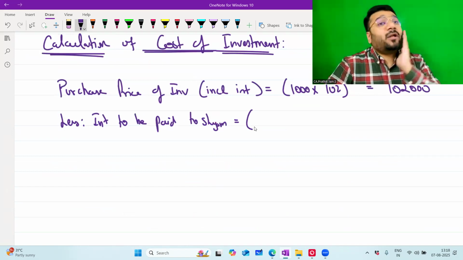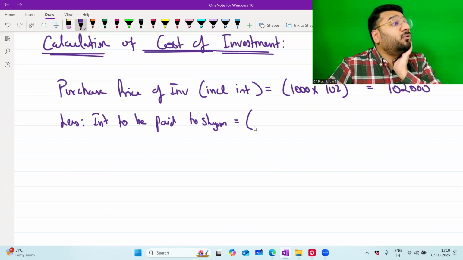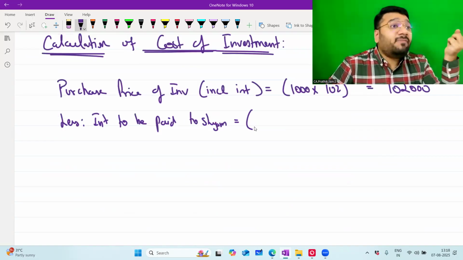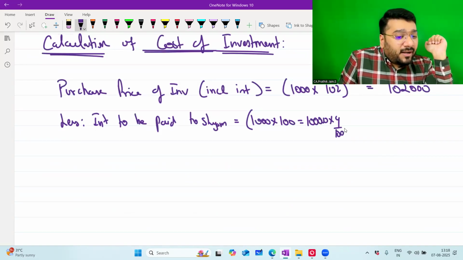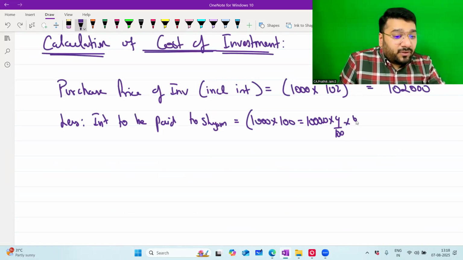We have to pay that interest in advance. So interest is always paid on the paid up value. Paid up value is not given, so we'll assume the paid up value is equal to face value. So 1,000 into 100, how much? 1 lakh into 9 by 100 will give interest for the entire year. But do you want it for 3 months? We want it for 3 months.